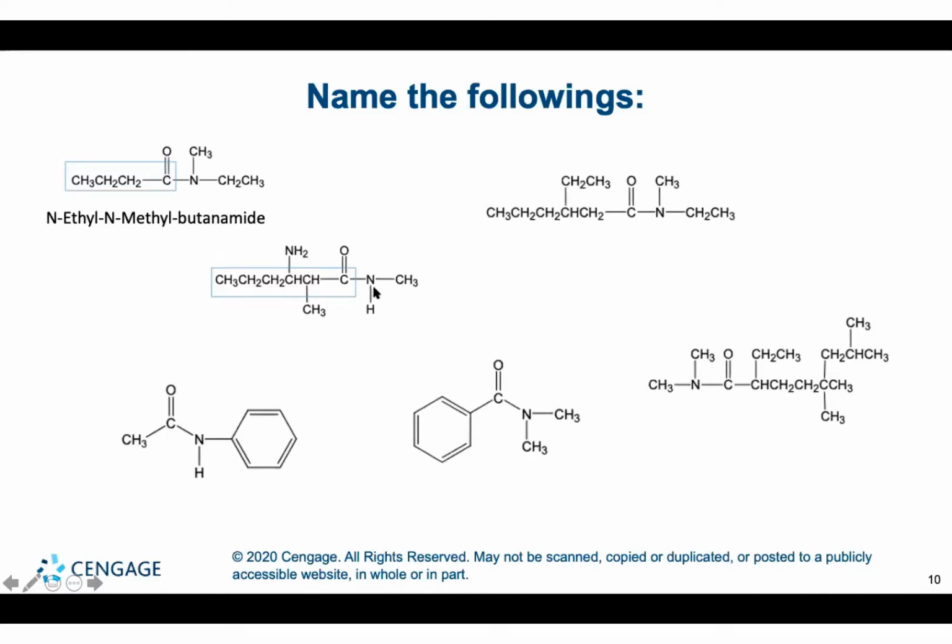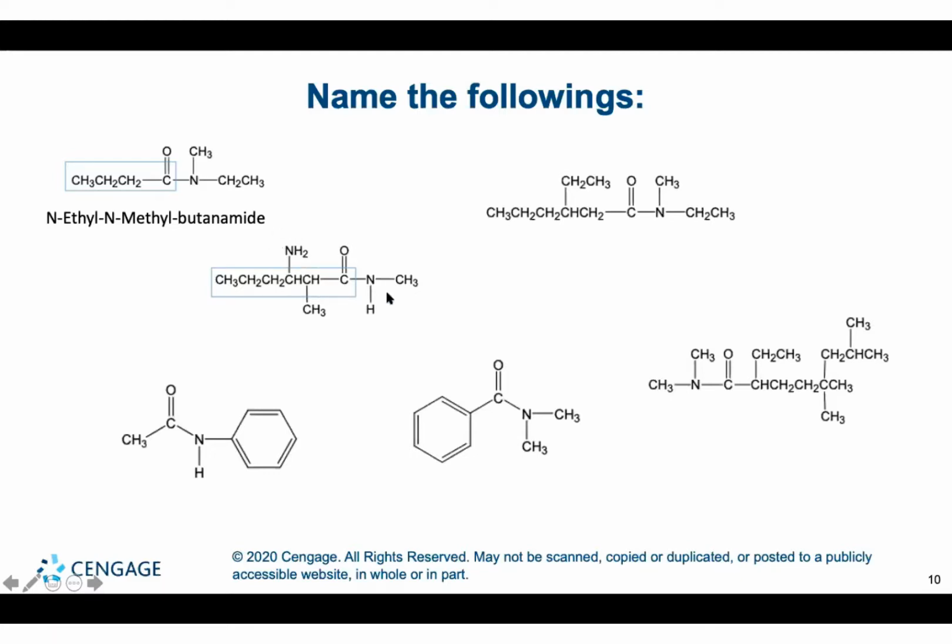So let's do this one, guys. Here, the longest chain is this one. We have a carbonyl group. We have nitrogen. So this is an amide. Then we start numbering from the carbonyl group, 1, 2, 3, 4, 5, 6. So our longest chain has 6 carbons. And then we say, okay, I have a methyl on the nitrogen. That's the N-methyl. I have a methyl group on carbon 2. I have an amino group on carbon 3.